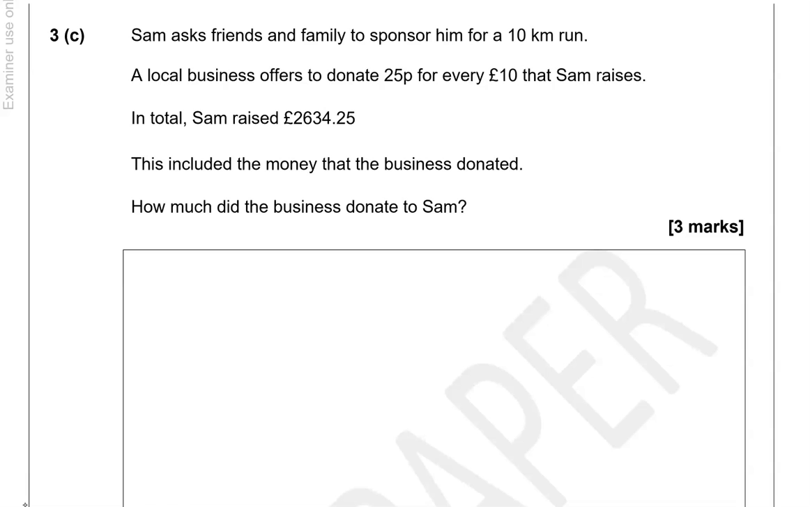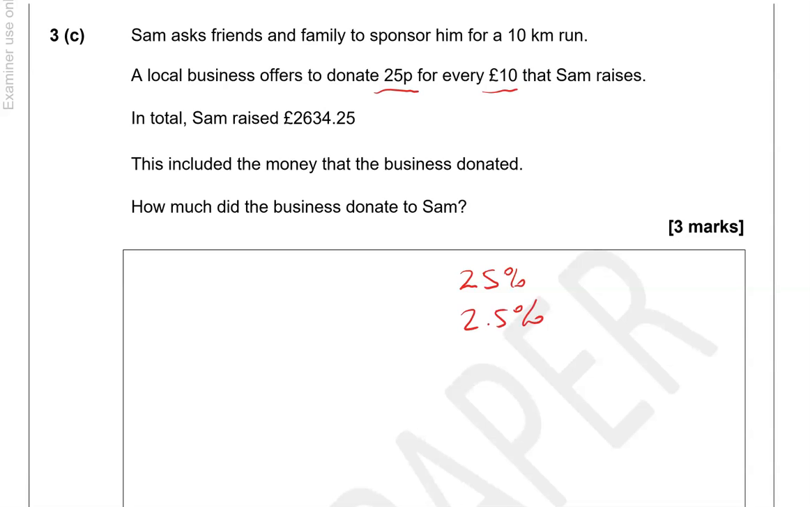Sam asked friends and family to sponsor him for a 10-kilometer run. A local business offers to donate 25p for every £10 that Sam raises. In total, Sam raised £2,634.25. This included the money that the business donated. How much did the business donate to Sam? So 25p for every £10. 25p for every £1 would have been 25%, whereas 25p for every £10 is going to be 2.5%.